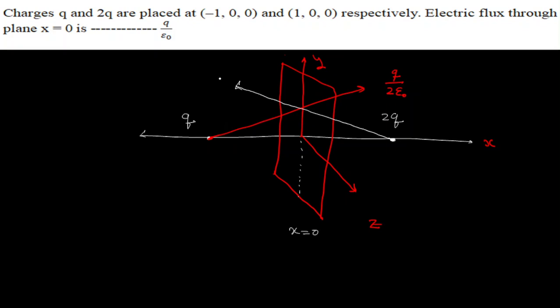And what will be the total flux in this case? Electric field lines will go this way, and this way. So there is total flux towards the right and towards the left. This is the total flux towards the right because of this charge. And what will be the total flux because of this 2q charge? It will be according to this definition.